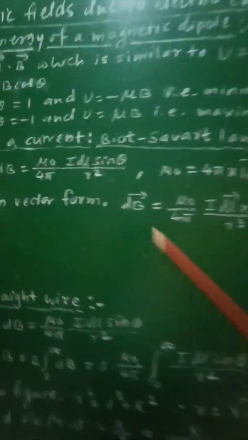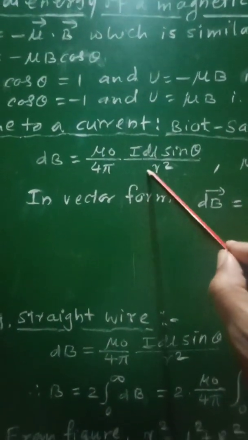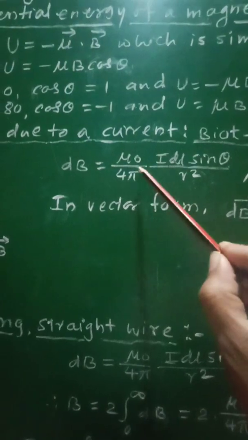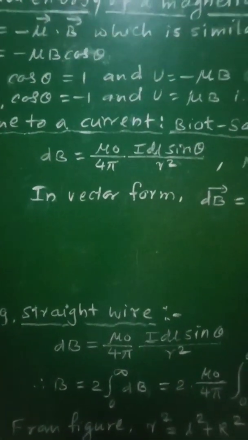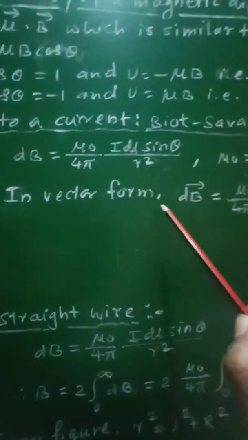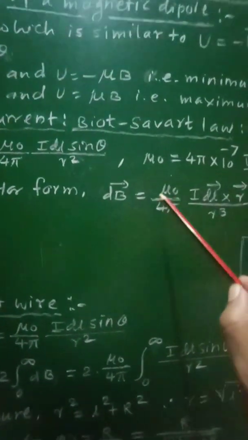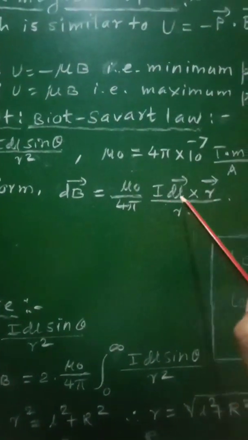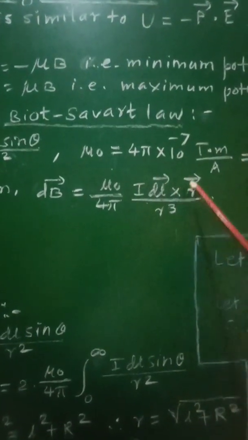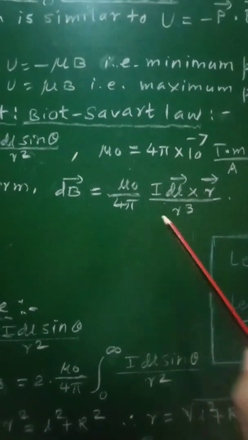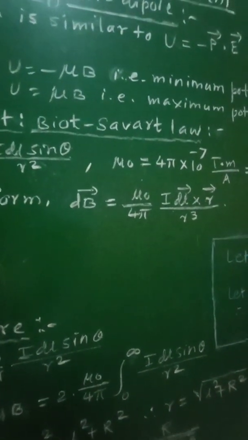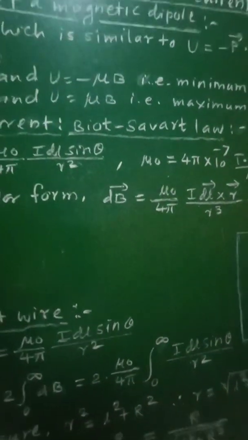Now as this equation represents the magnitude of the magnetic field dB in vector form, that is, in terms of magnitude as well as direction, that magnetic field dB will be given as mu 0 upon 4 pi, I vector dl cross vector r upon r cube. So this formula represents the vector form of Biot-Savart law.